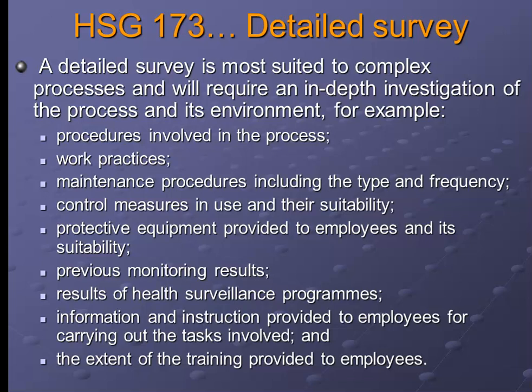So maybe to throw out one question here, what would be 10 items of information that make up a detailed survey? You can get them from the initial appraisal as well as the basic survey, plus you can add more technical means of measurement, right? So take it from the bullet points here: procedures involved in the process, work practices being used, maintenance procedures including the type and frequency, control measures in use and their suitability, protective equipment provided to employees and its suitability, previous monitoring results of health surveillance program, instruction provided to employees for carrying out the task involved, and the extent of the training provided to employees.